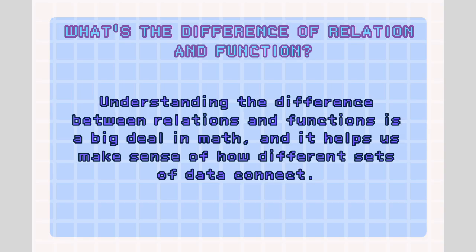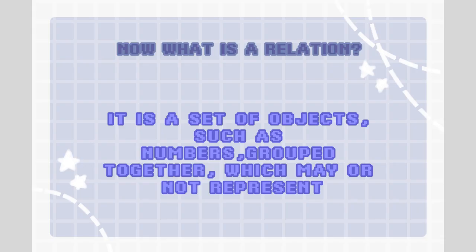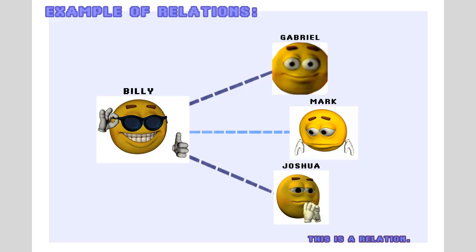Understanding the difference between relations and functions is a big deal in math, and it helps us make sense of how different sets of data connect. Now, what is a relation? It is a set of objects, such as numbers, grouped together. Think of a relation as a way to link elements from two sets. Like pairing a student with their favorite subjects, you might have a list where one student is linked to multiple subjects.